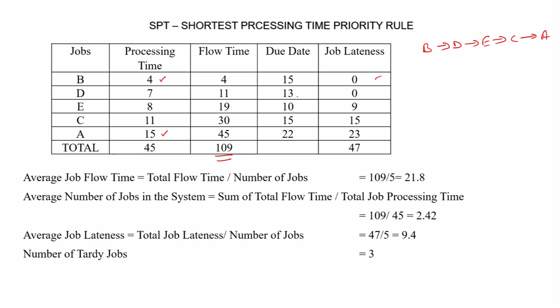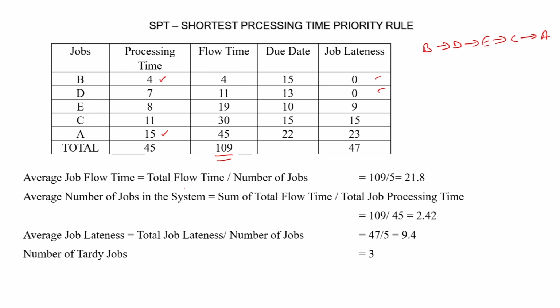Second is 13, that also is completed. Job 3 is delayed by 9 days. Job C is delayed by 15 days, and job A is delayed by 23 days. And now, we can see the performance of this particular priority rule, that is shortest processing time.